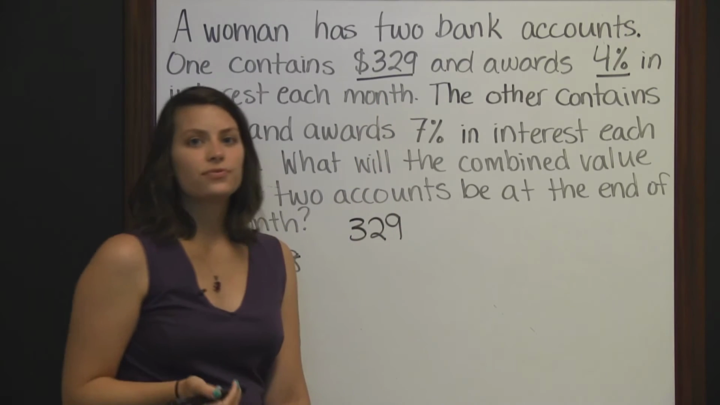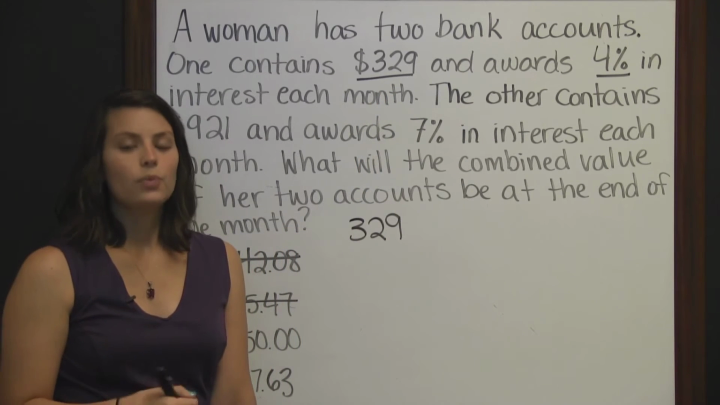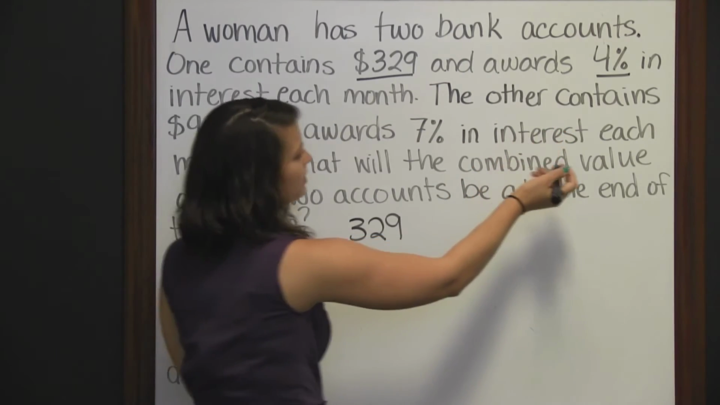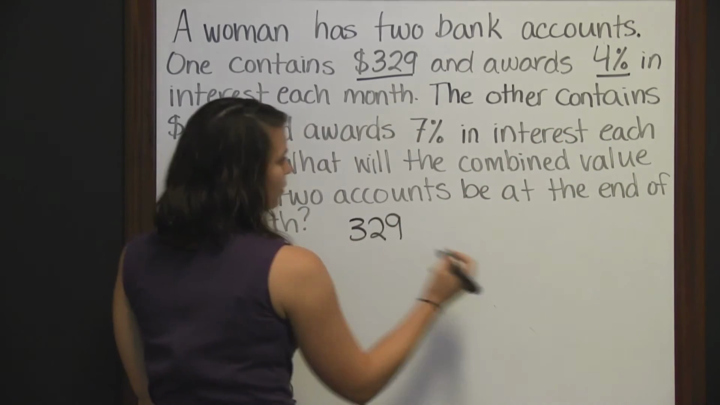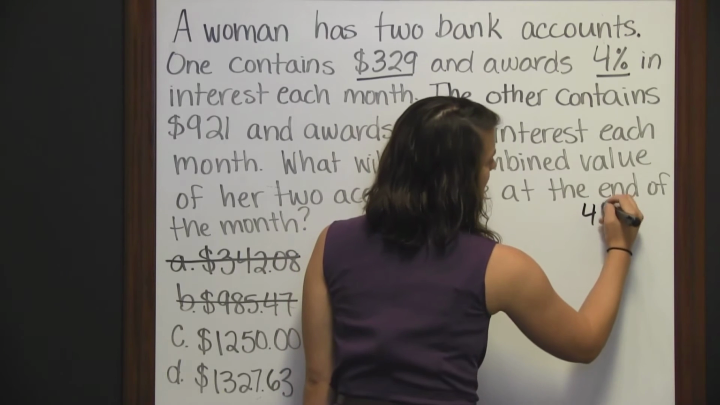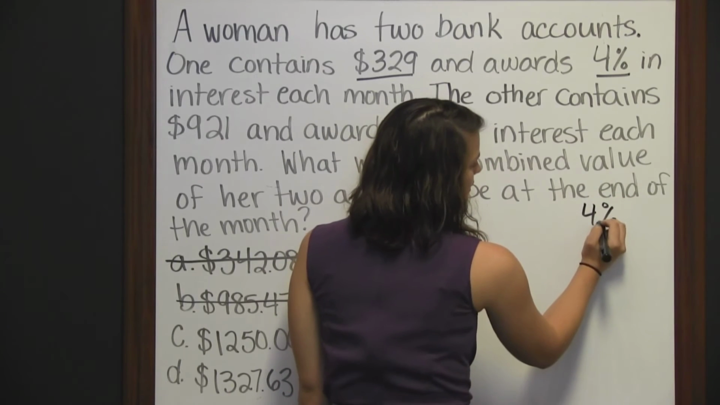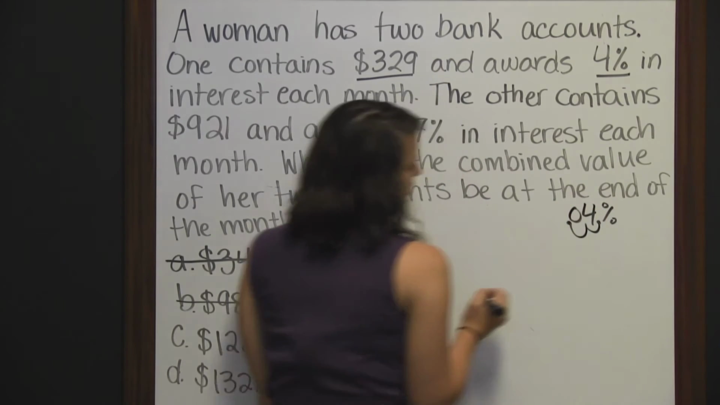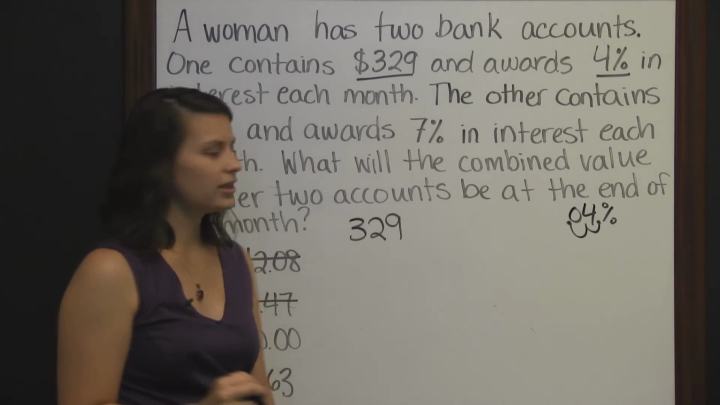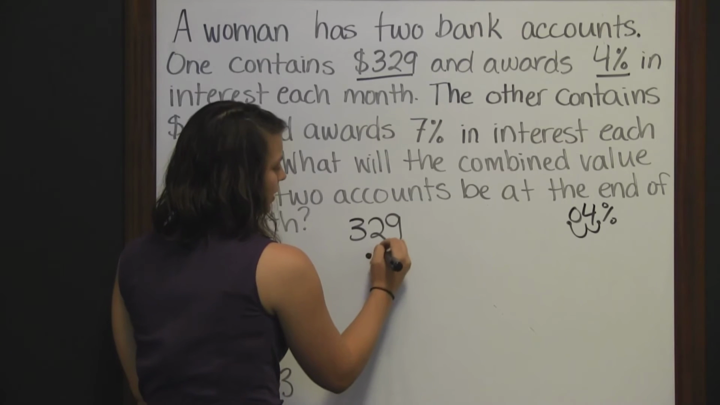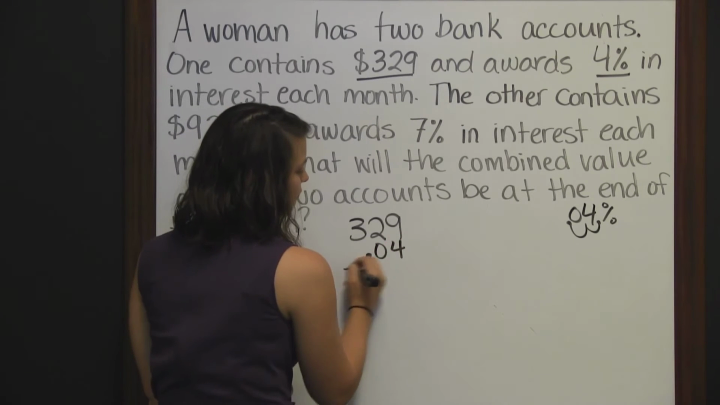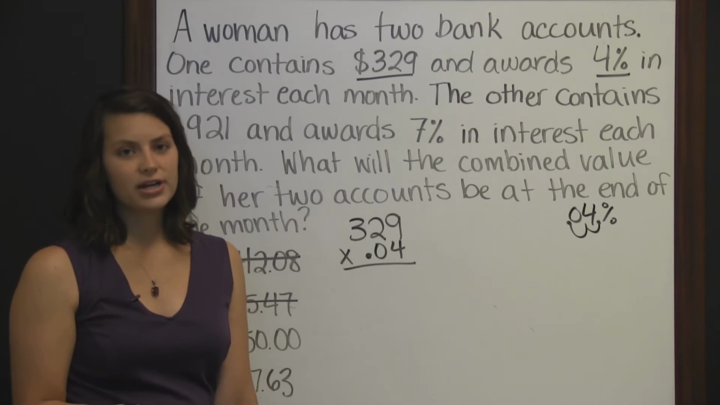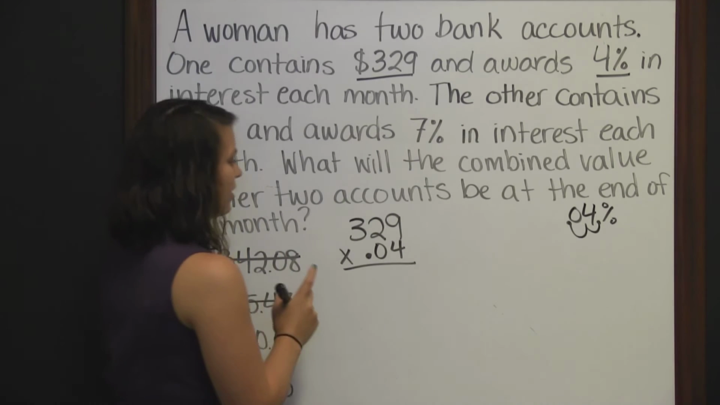$329 times 4%, which means we have to change our percent, 4%, into a decimal. So 4% as a decimal, the decimal's in the back, move it 2 places to the left, is 4 hundredths. So we're multiplying 329 times 4 hundredths. And again, this is to find how much interest was earned in this account.